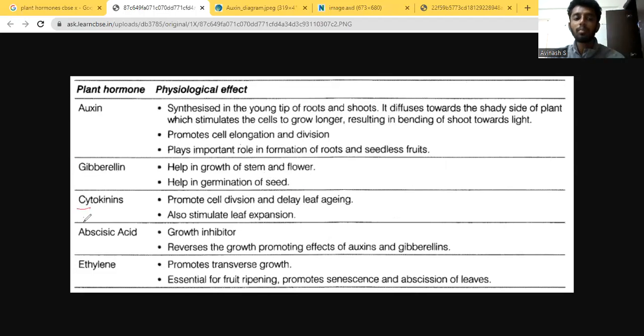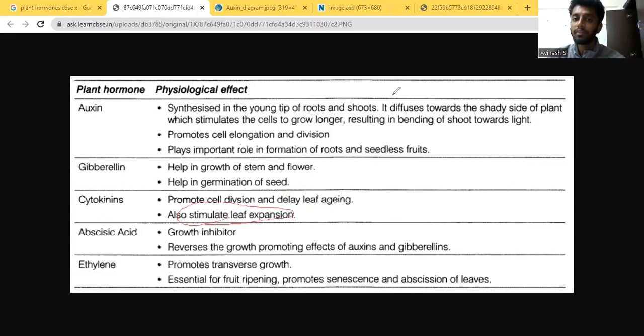Cytokinin, the word cyto means cell and kinin means division. So cytokinin is mainly used in cell division, and also sometimes it is helpful in delaying the leaf from aging. We have seen some plants will have brown leaves when they're very young. That means the plant is aging, which means it's going to die. So cytokinin helps the plant to postpone this aging process and also stimulates leaf expansion.